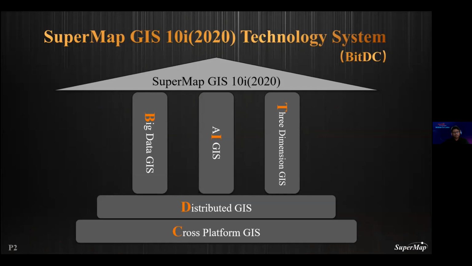So what is BitDC? They are the big data GIS, the AI GIS, 3D GIS, and the distributed GIS and cross-platform GIS are the basic of all the system feature.